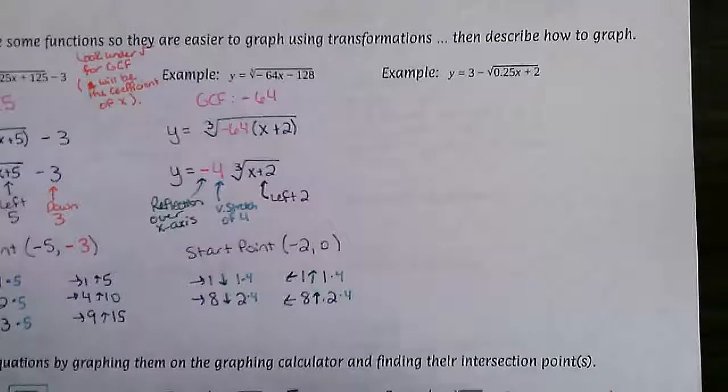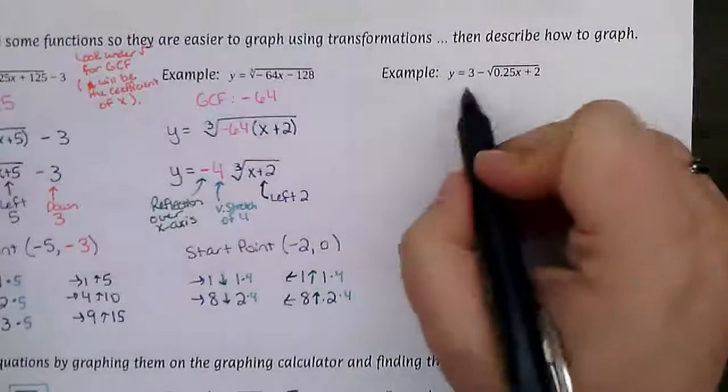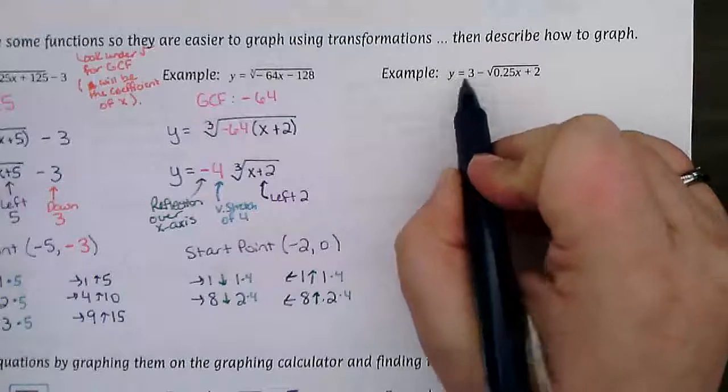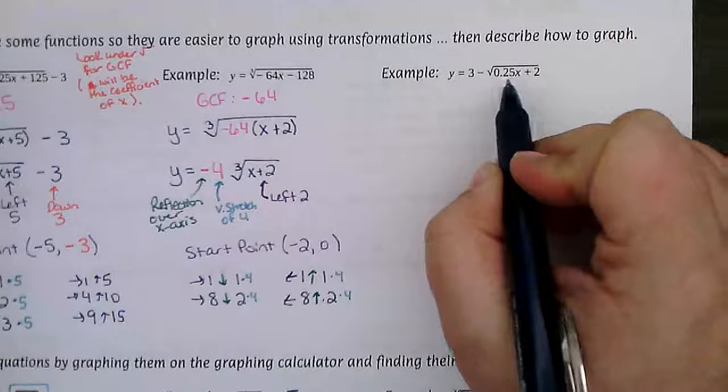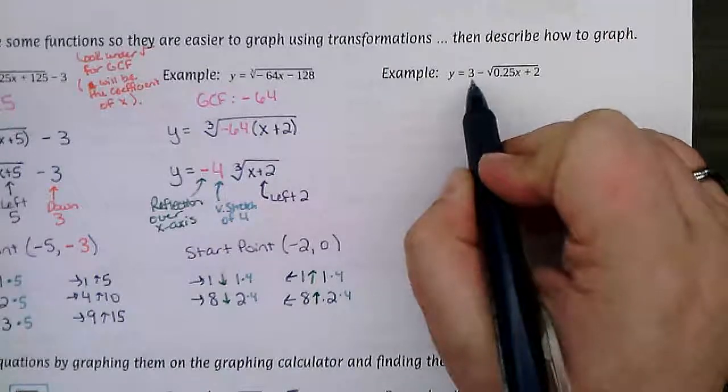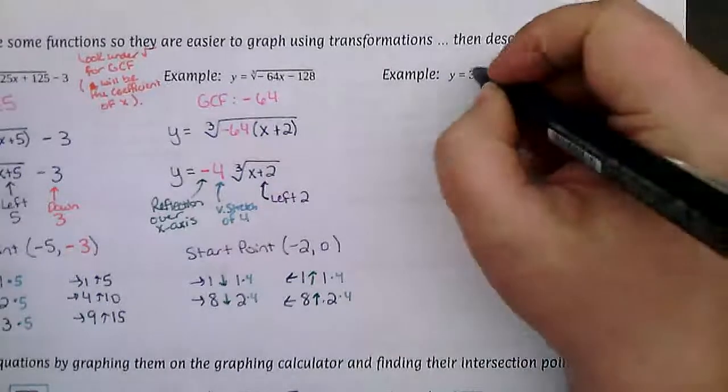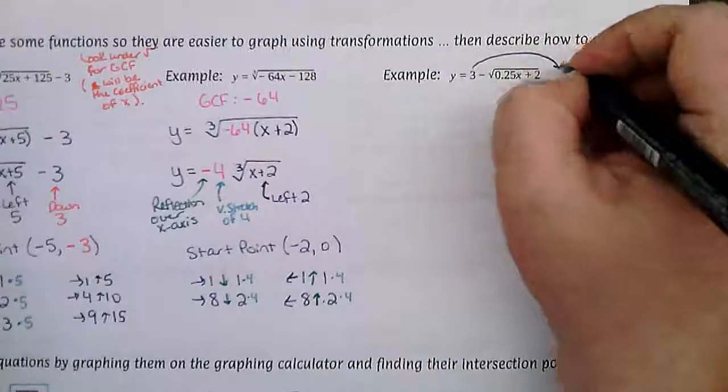Last but not least, this one we've got a fraction. Oh, and we have something weird. So this 3 out here, well, we've never had something in front of our radical that wasn't multiplied. This 3 is being subtracted. So let's move that guy. Let's move him over here. That's just weird.